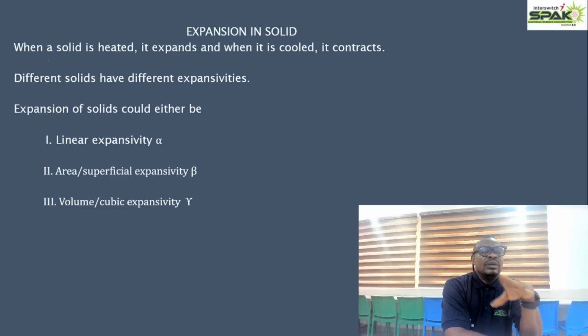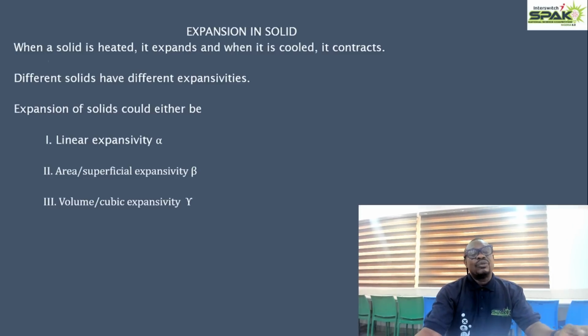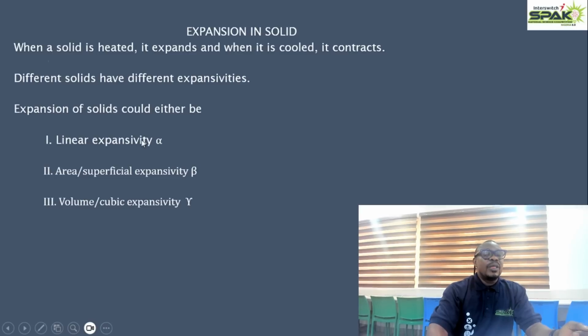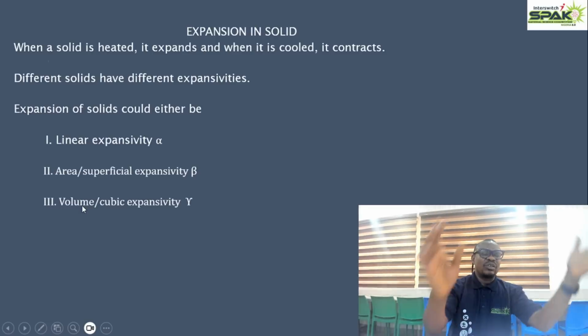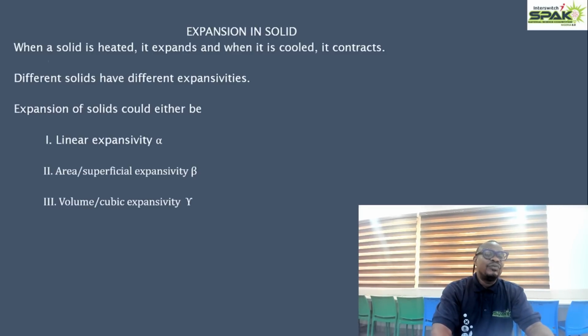So several materials have their own different expansivities. Expansivity in solids occurs in three different dimensions. It occurs in one dimension, that is just the length alone, which is referred to as linear expansivity, as we have here. Then it also occurs in two dimensions, which is referred to as area expansivity or superficial expansivity. Then it occurs in three dimensions, that is the whole volume, the whole body expanding, which is referred to as volume expansivity or cubic expansivity.